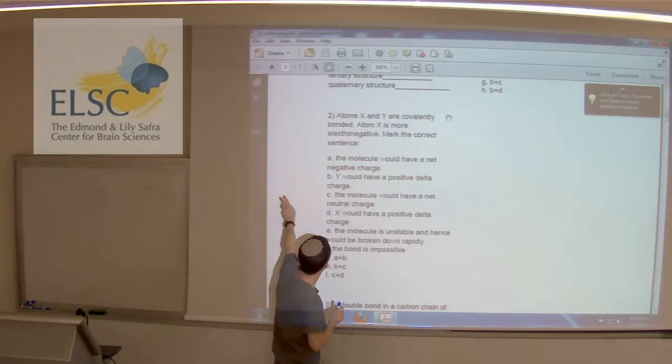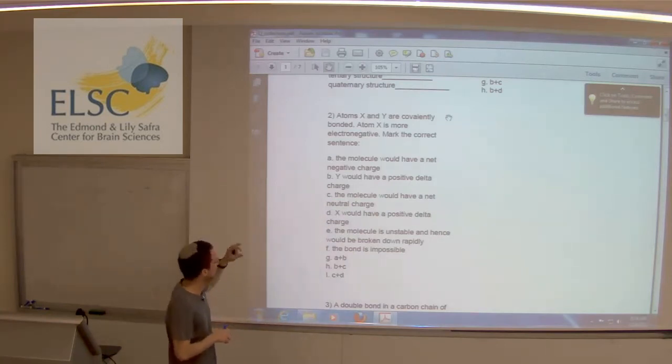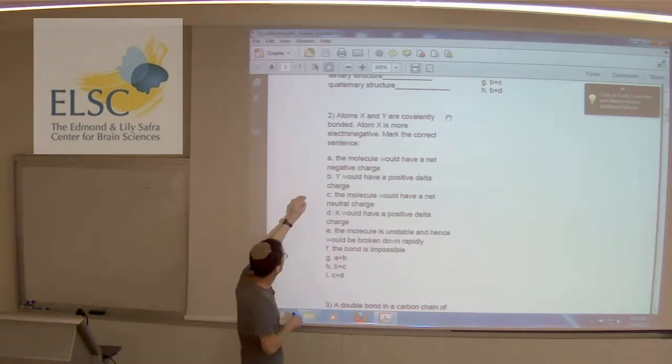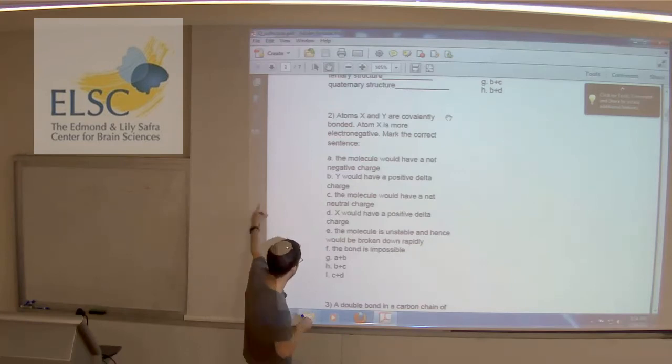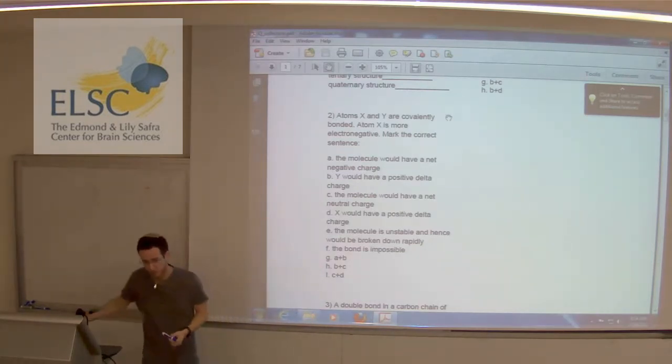You have to say that B is correct. B is correct for different reasons. C is correct because the molecule would have a net neutral charge. You can say it, by what you are being told. And B is Y would have a positive delta charge. That's also true. You see it on the board, which gives B and C. Okay.